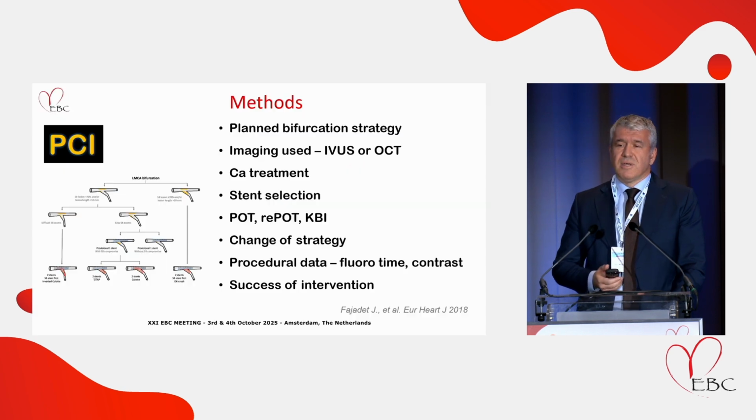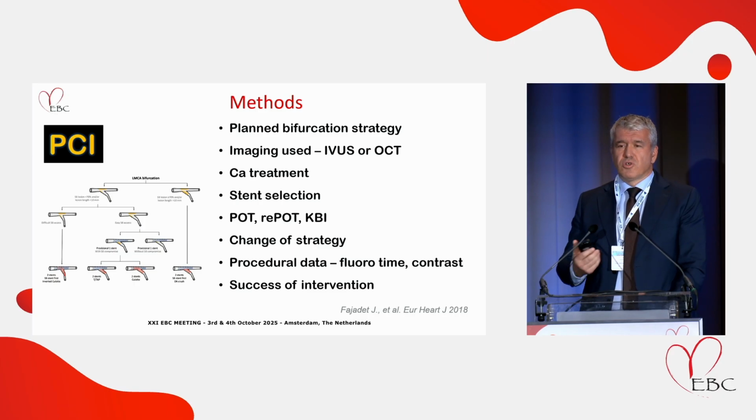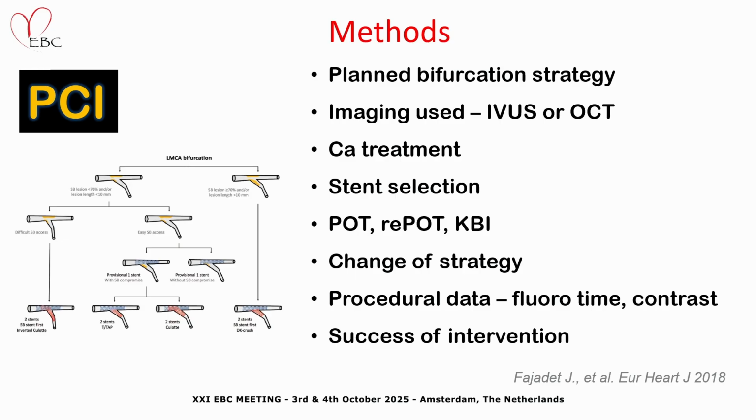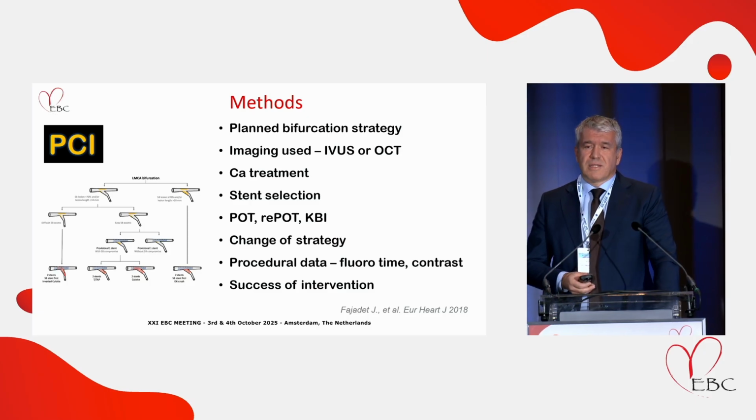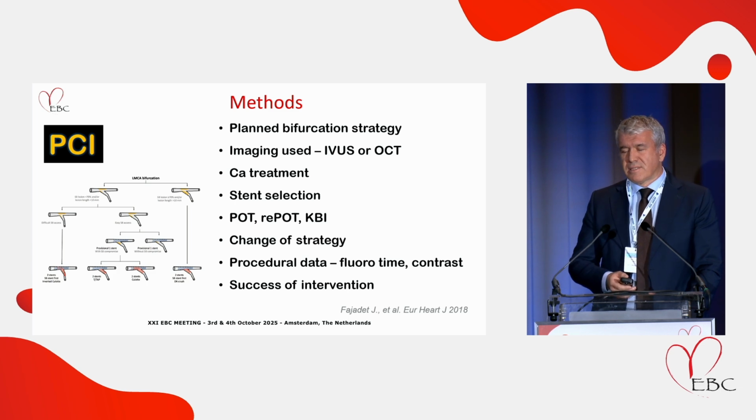Also, stent selection and procedures used afterwards, like proximal optimization and kissing balloon inflation, should be collected. We also need to know what happens with the strategy after initial stenting, whether there was a change in the initial strategy or the strategy was pursued further. And also, we need to collect the procedural data, fluoro time and contrast use. Afterwards, the direct success of intervention would be recorded, and patients further followed for long-term follow-up.